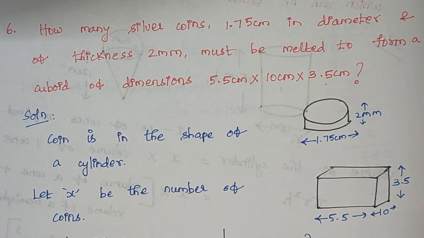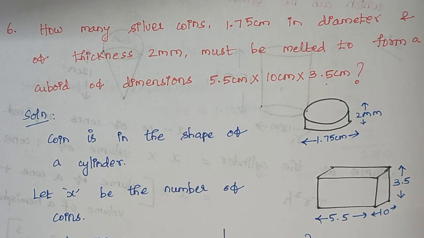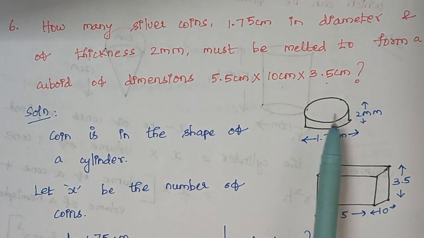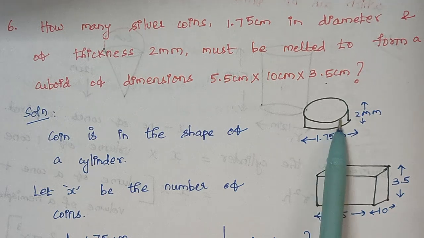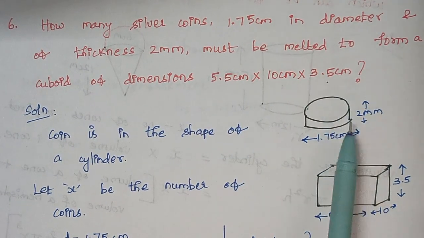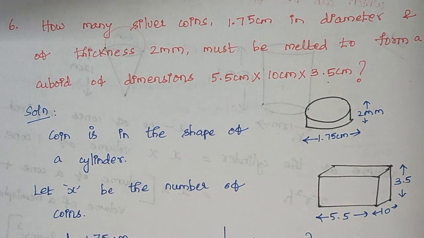This is just the reverse of the previous problem. There we had a big cylinder filled with ice cream and we transferred the ice cream from the cylinder to the cones. But here it is just reverse. We have small coins and we are going to melt these coins to form a cuboid of this dimension, and here we need to find how many coins we need.